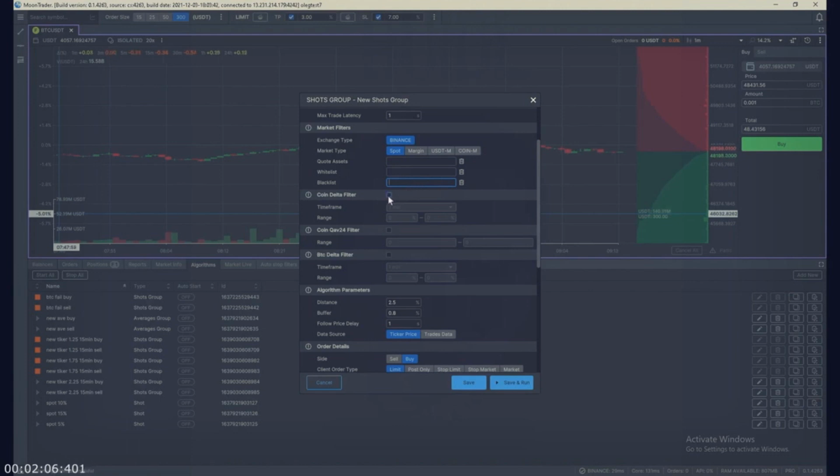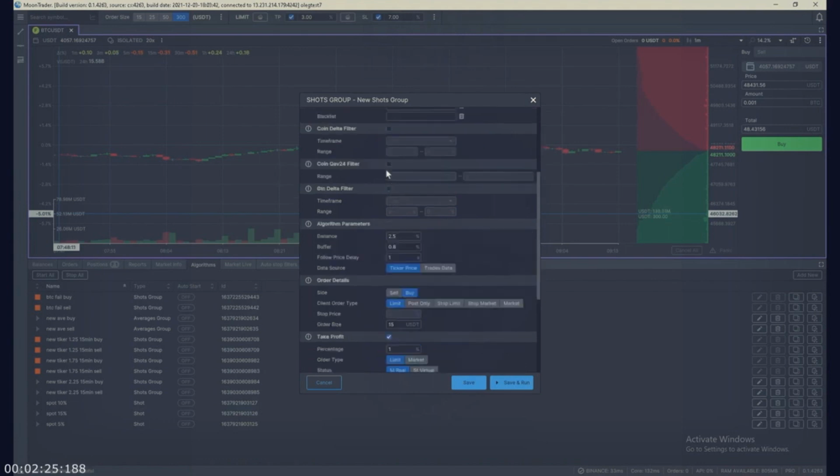Coin Delta Filter. This parameter allows you to set the minimum and maximum delta based on the selected interval in the time frame parameter. In case the volatility of the selected pairs is less or more than the value set in this field, the algorithm will not work and orders will not be placed. Quota Set Volume. In this field, we can set the minimum and maximum trading volume of the selected trading pairs for 24 hours. If the volume of the selected trading pair is less or more than the value set in this field, the algorithm will not work and the orders will not be placed.